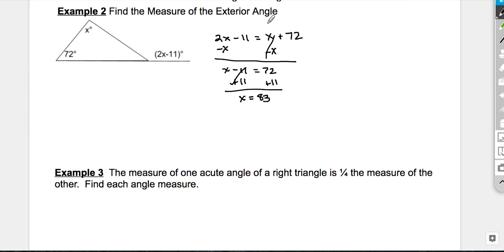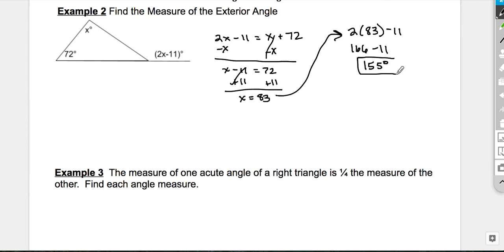Make sure that you pay attention to what the directions say because it says find the measure of the exterior angle. So now I need to use that x equals 83 and plug it into the exterior angle. So that'll be 2 times 83 minus 11, just based off of this measure that it gave me. So 2 times 83 is 166 minus 11. That will give me 155 degrees. So the measure of the exterior angle is 155.